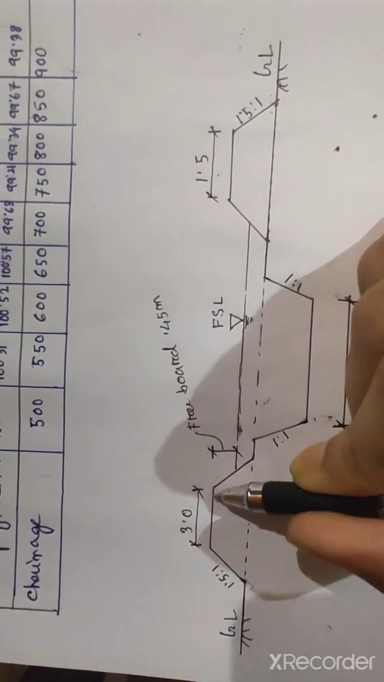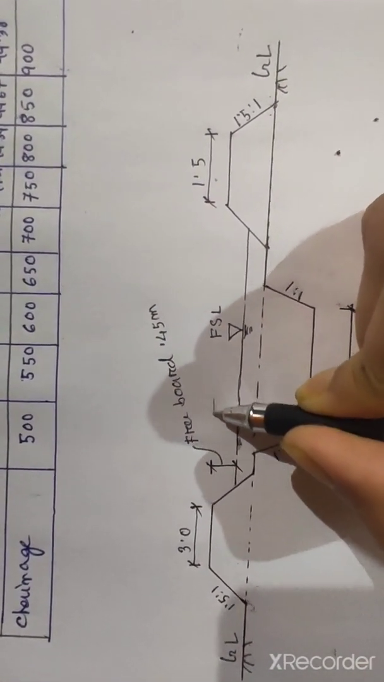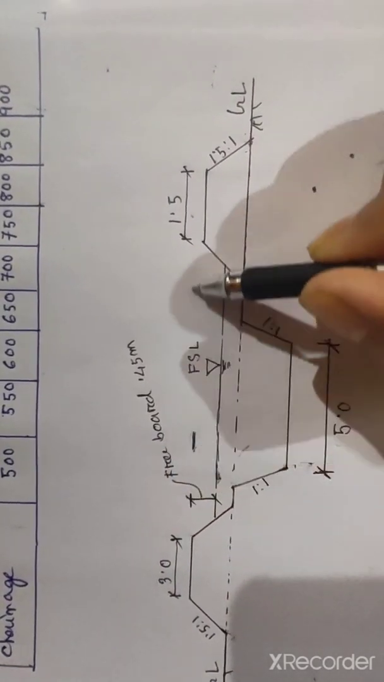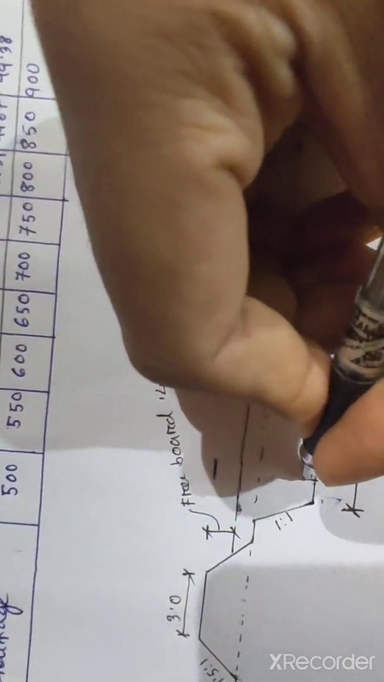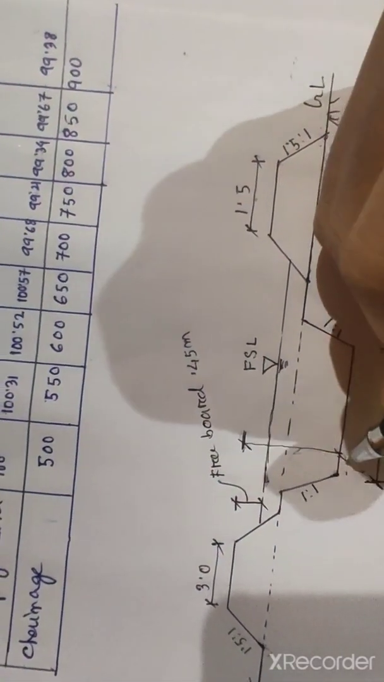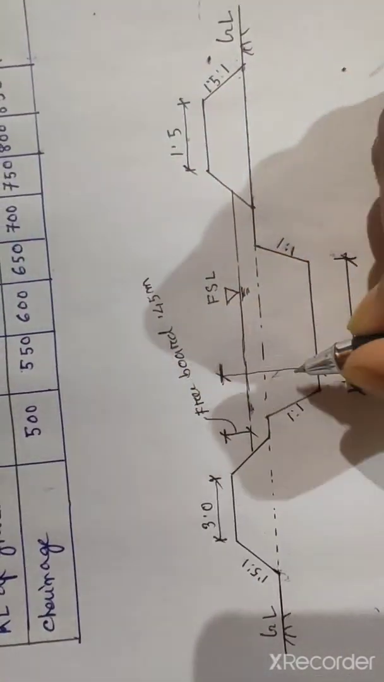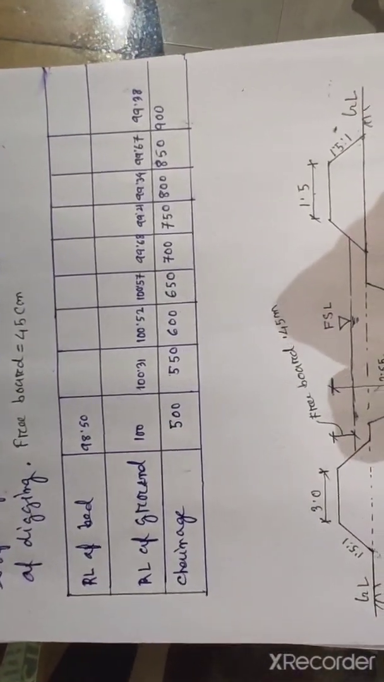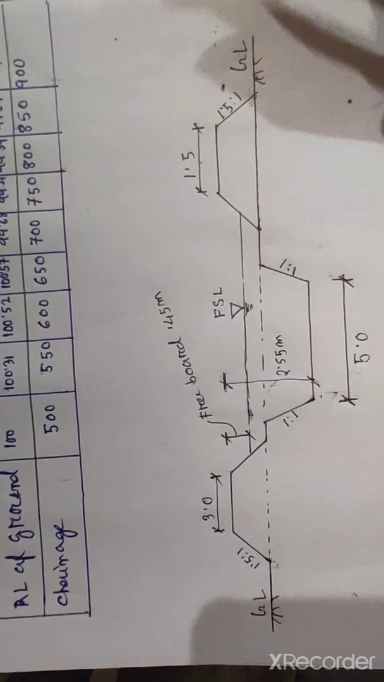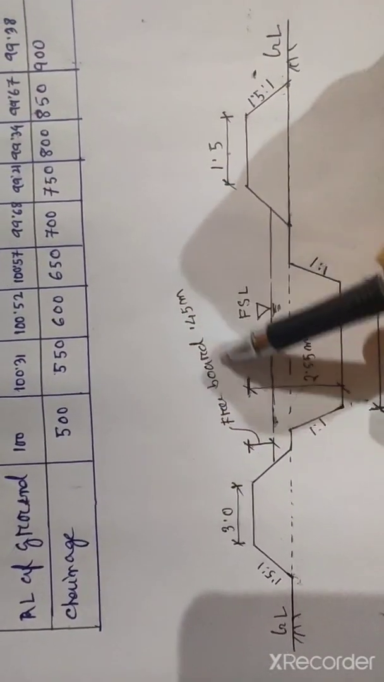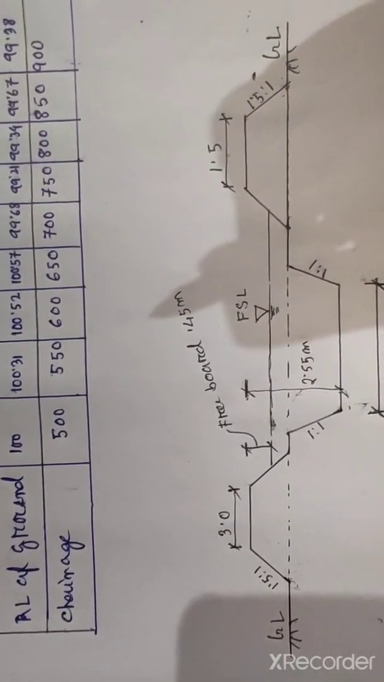So this is the top level of both the banks. So height of the banks from the bed is how much? This is 2.55 meter, as given in the question. And this is how much? 0.45 meter.